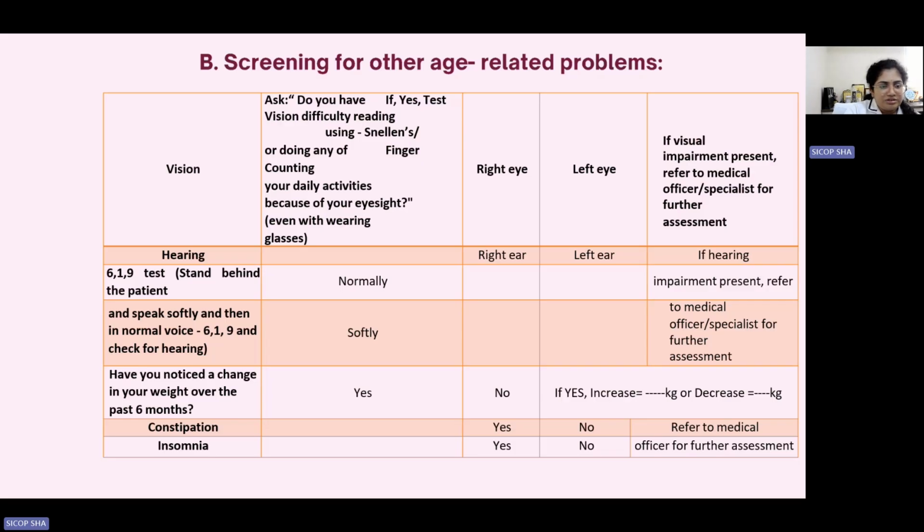Have you noticed a change in your weight over the past 6 months? If the patient is saying yes or no, if yes, how many kgs it has increased or decreased should be noted. Then constipation, yes or no. If it is there, we have to refer them. If insomnia is there or not. Okay, so these questions we have to ask. This is the screening only.